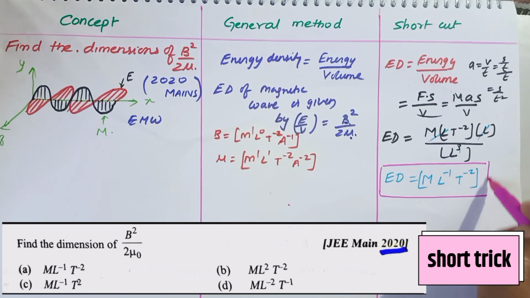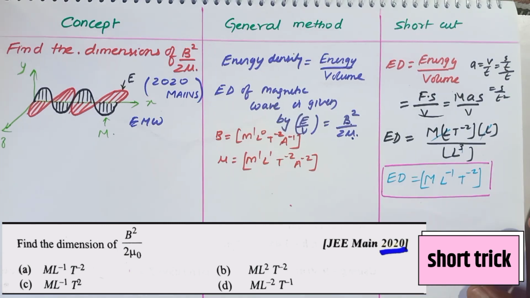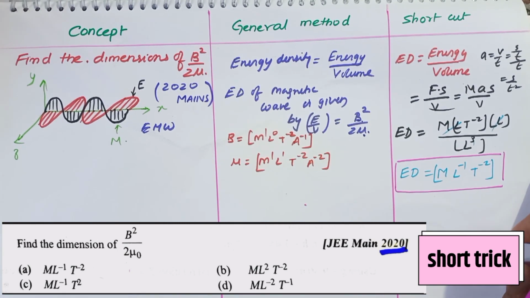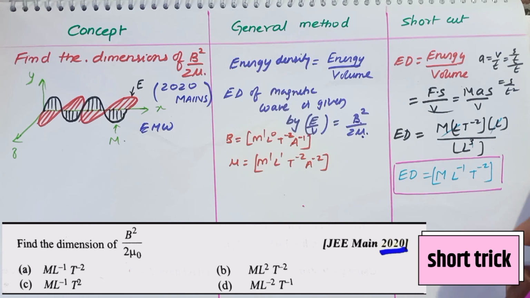So this is the first shortcut method I am explaining, that is concept, general method and shortcut method. So it's very simple to understand. Like this I am going to explain all the concepts one by one. First I'll explain units and dimensions. Slowly I will go through the shortcuts in almost all the chapters. Thank you very much.